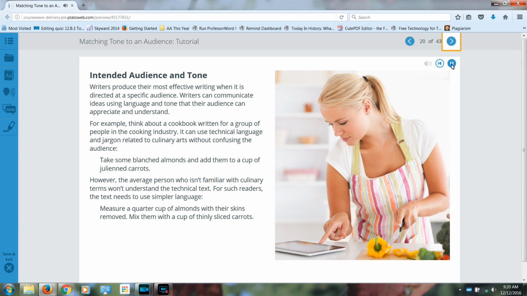Now, intended audience and tone. Notice the person in the picture is reading on an iPad and she's got food in front of her. What kind of book do you think she's reading? It would be a cookbook. And who would that cookbook be written for? It would be written for cooks. It wouldn't be written for someone who drove a truck unless they were at home cooking. So be aware of who this is written for.